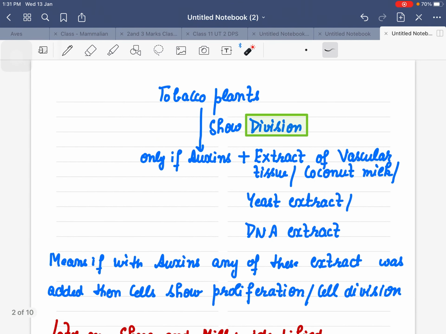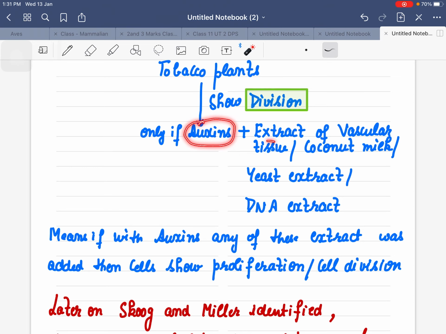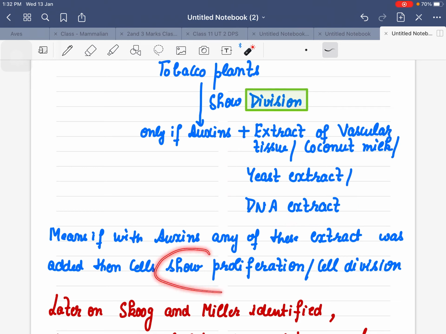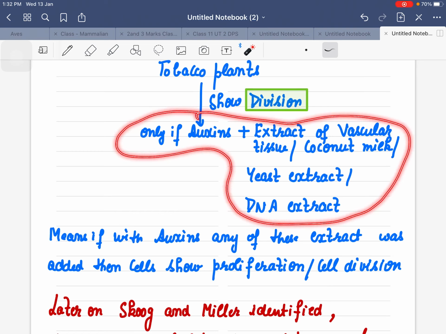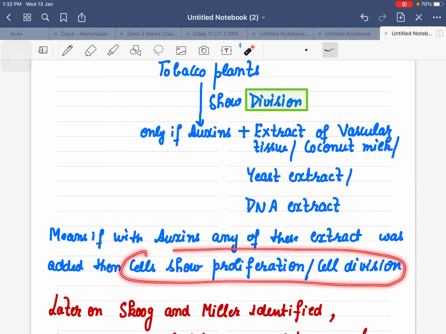But why? Now they observed that these tobacco plant stems are showing continuous division of cells. But when did they observe this division? Only when auxin was added with the extract of vascular tissue, or coconut milk, or yeast extract, or DNA extract. So they said if auxin is added with any of these extracts, then cells show proliferation or cell division. Or in other terms, if with auxin you add vascular tissue extract, or coconut milk, or yeast solution, or DNA extract, then continuously cells start showing division.